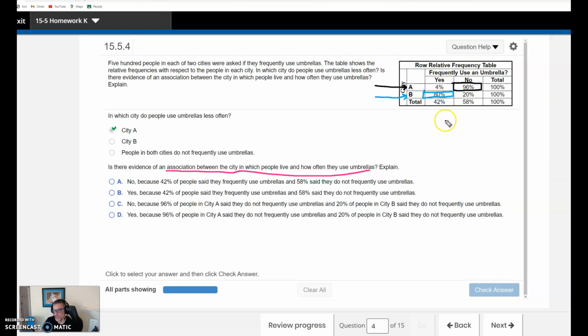So there is an association. You're much more likely to use an umbrella if you're in city B than if you're in city A. So is there evidence of an association? Yes, the answer is yes. There's obviously evidence of an association. So I'm going to immediately cross off the no's.